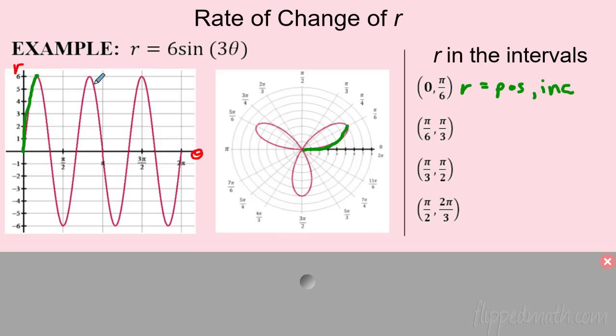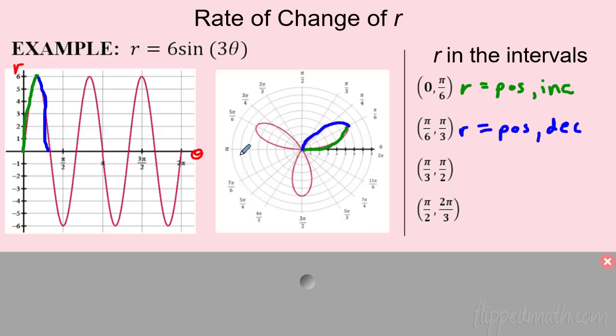Awesome. Then we're going to change gears, and what's happening from pi over 6 to pi over 3? Well, I'm going downhill, right? Here it comes back down. So what is going on with r? R is still positive, and this is going to be important here. But what are the values doing? They're going down from 6 to 0, so they're decreasing values. So we can see it going downhill. And how does that relate to the graph? See how it comes back towards the pole or the origin. So we're looking at the distance from the pole. Is it going away from it or coming back to it?